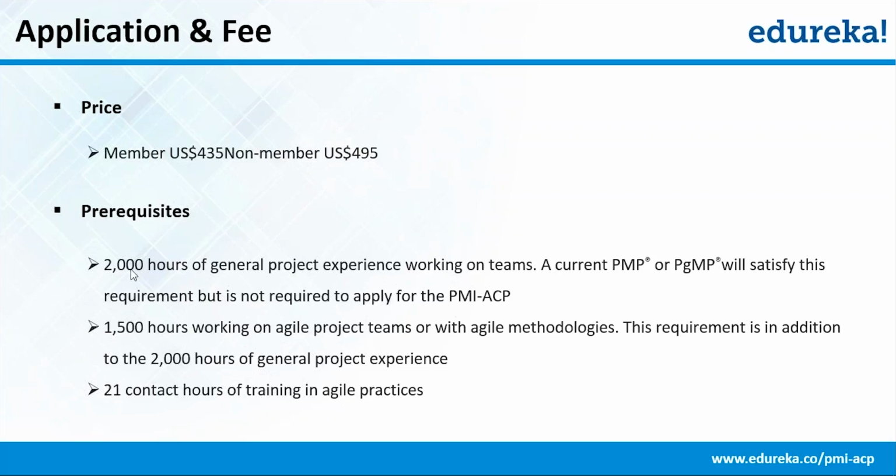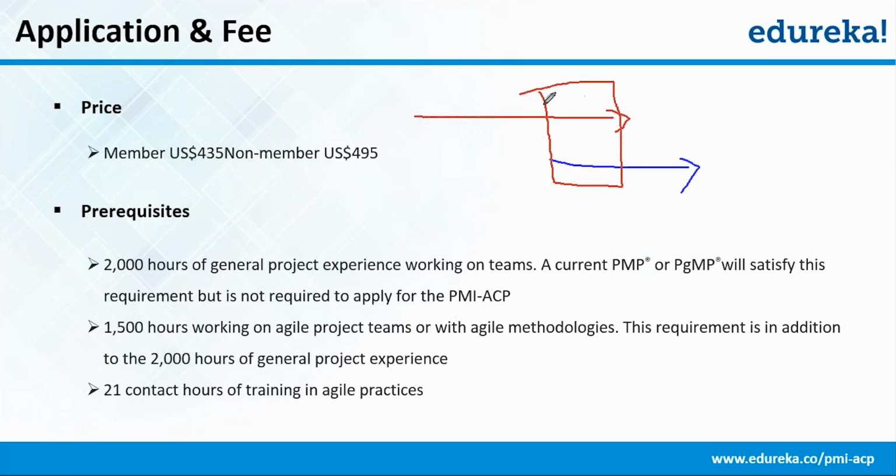And you have to bear in mind that this 2,000 and this 1,500 cannot overlap. Okay, so you cannot do something like I'll try to illustrate here. So say for example, you're working on a general project, and also parallelly, you are working on an agile project. Okay, so the red one is the general project, and the blue one is your agile project. Now, as you see here, there is an overlap here.